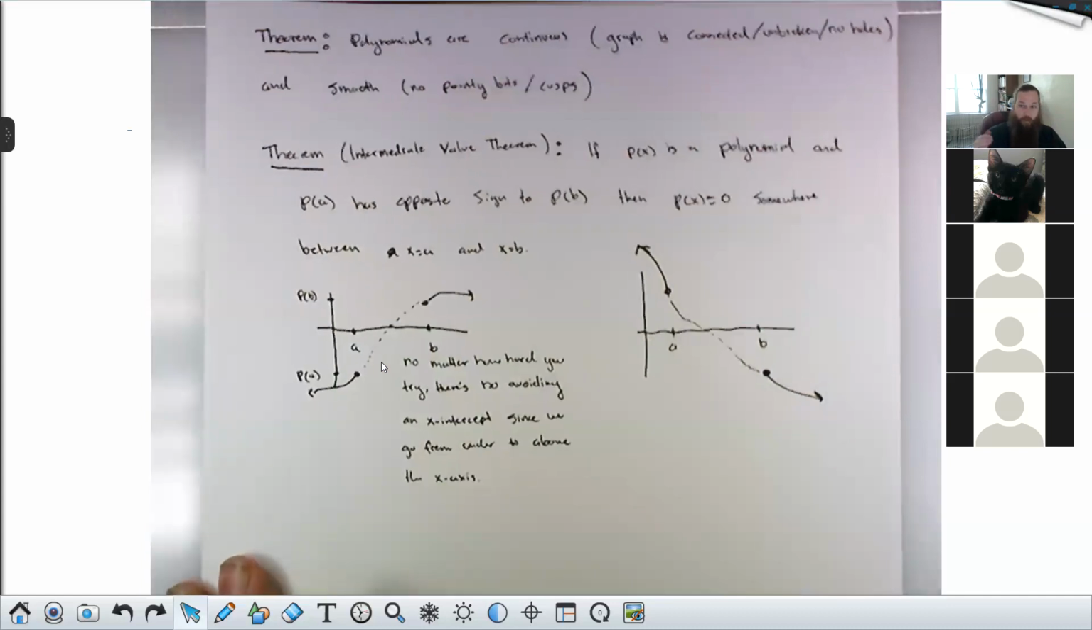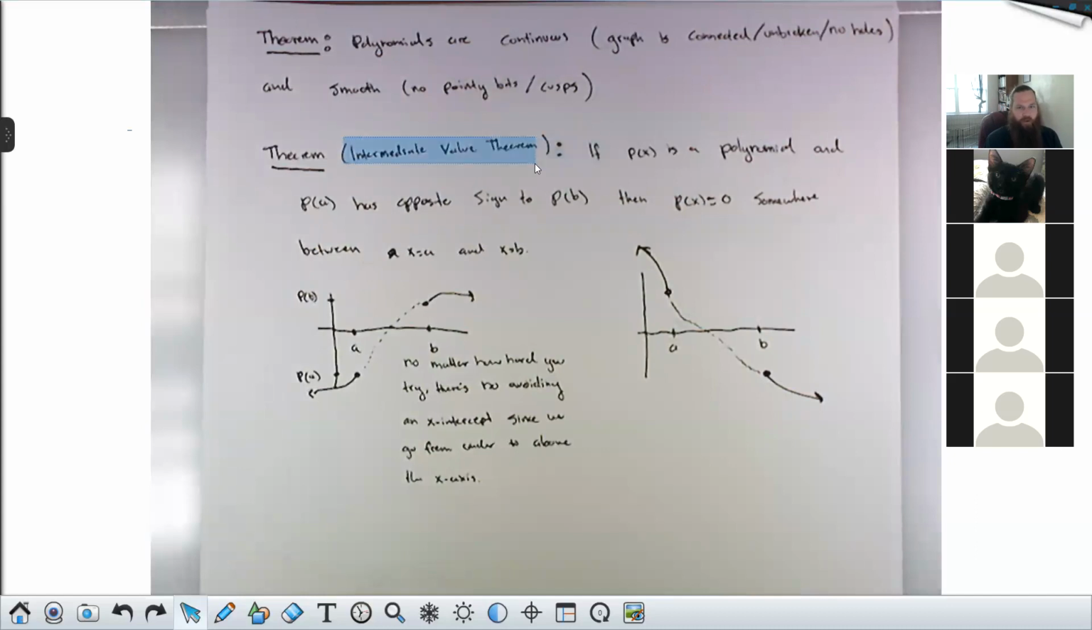This is something we're going to rely on in a kind of subtle way down the line, but you don't need to stress about it too much. Just know that this is called the intermediate value theorem, and it is what it sounds like. You can't go from being negative to positive without being 0 somewhere in between. You can't go from being positive to negative without being 0 somewhere in between.